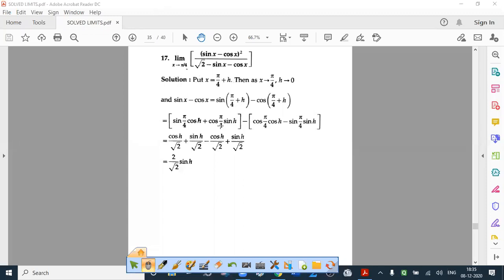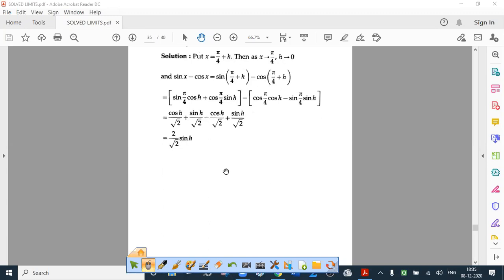17th one. Let me explain. Just listen to me. Limit x tends to pi by 4 of square of (sin x minus cos x) upon (root 2 minus sin x minus cos x). We cannot take the limit in the first step as we get 0 by 0 form. Put x equal to pi by 4 plus h. As x tends to pi by 4, h will tend to 0. Here sin x minus cos x is obtained separately. Use sine of alpha plus beta, cos of alpha plus beta, and so on. So on simplification, you get 2 upon root 2 sin h. This 2 is root 2 root 2. So effectively it is root 2 sin h.